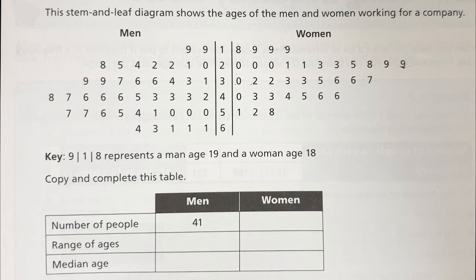Key: 9 | 1 | 8 represents men's age is 19. We go in reverse, that is, the ones place is 9 and the tens place is 1. Men's age is 19. If it is 18, it means the women's age is 18. Now we need to fill the information in the table below. In order to fill the information, first the men.